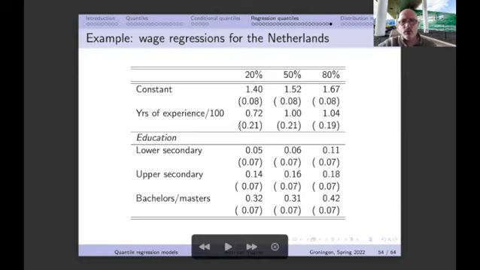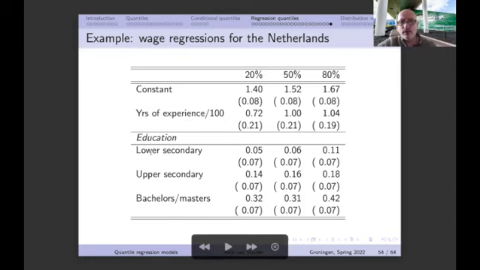In addition to that, we can also look at the years of experience. There we do see that it is positive, and it's actually also quite large. We do see that it's also increasing with respect to the distribution. So women at the top of the distribution have a larger impact from additional years of experience compared to those at the bottom of the distribution. But again, this could simply be related to the fact that these persons have higher wages in general.